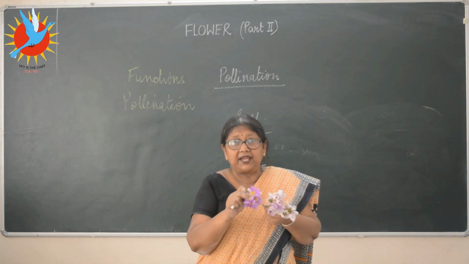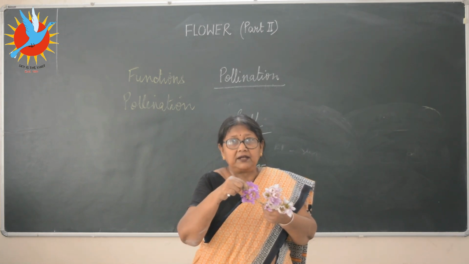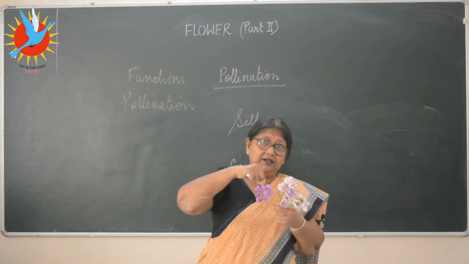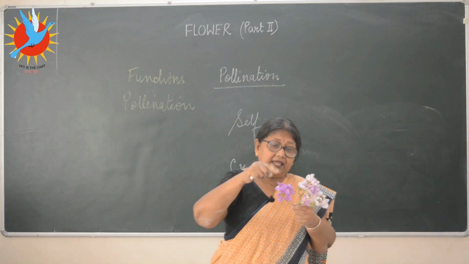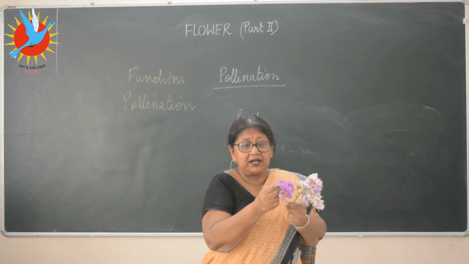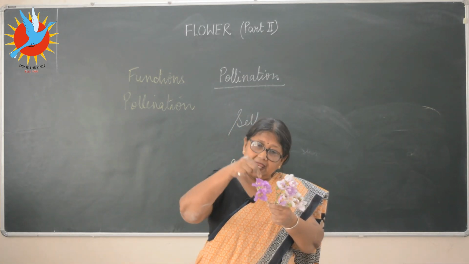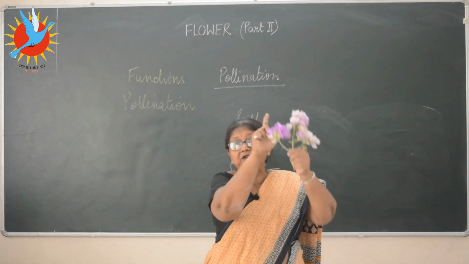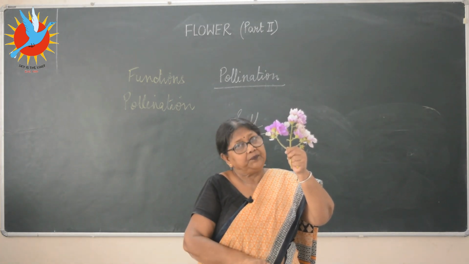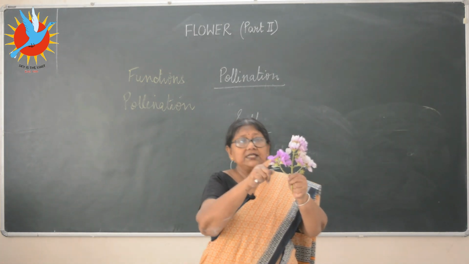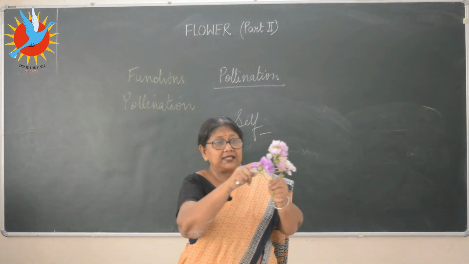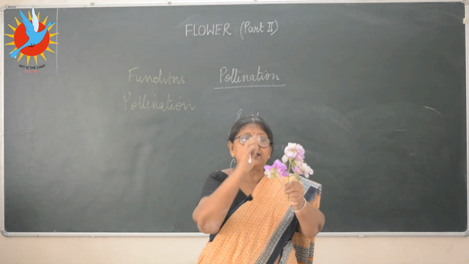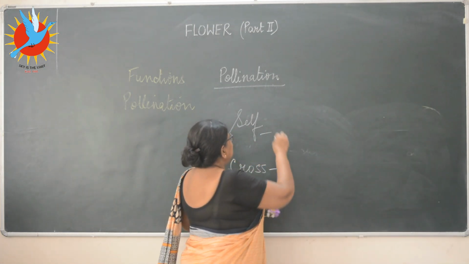Now when the pollen grains from one flower are falling on the stigma of the same flower, get it very clearly: pollen grains of one flower falling on the stigma of the same flower, or on a different flower but on the same plant. Two things: pollen grains falling from the anther in the same flower or a different flower, but it has to be on the same plant. That is called self-pollination.